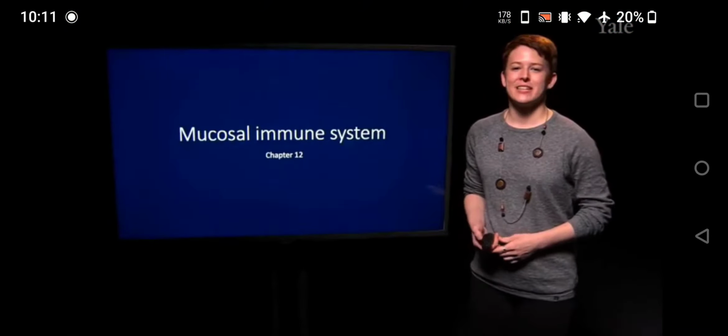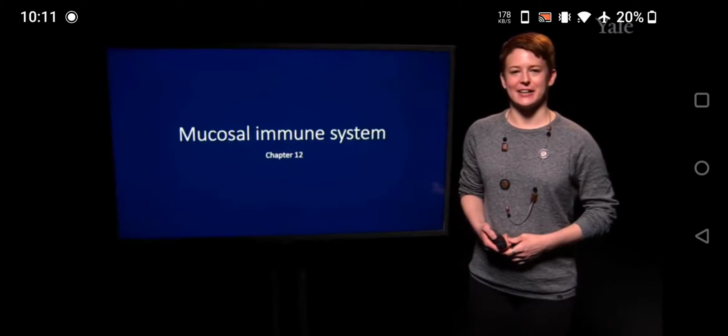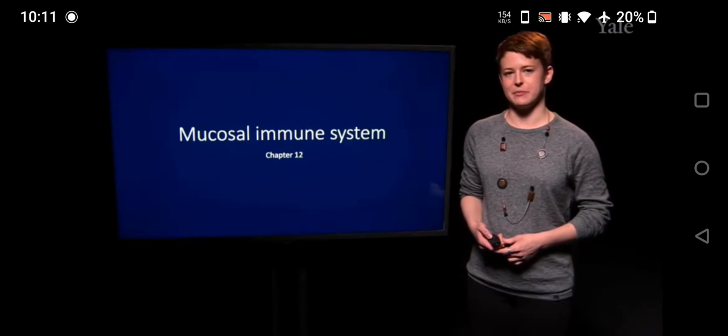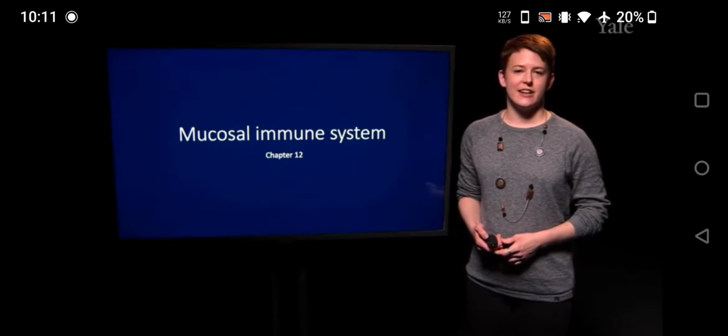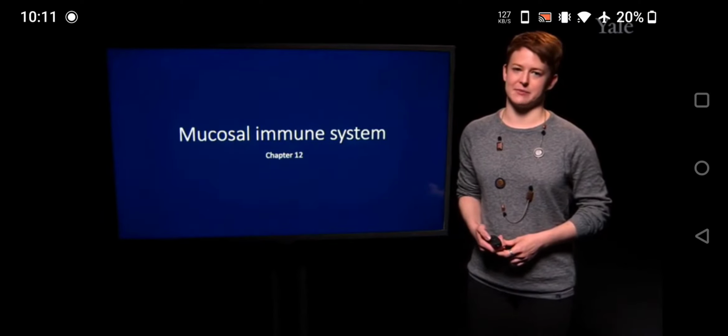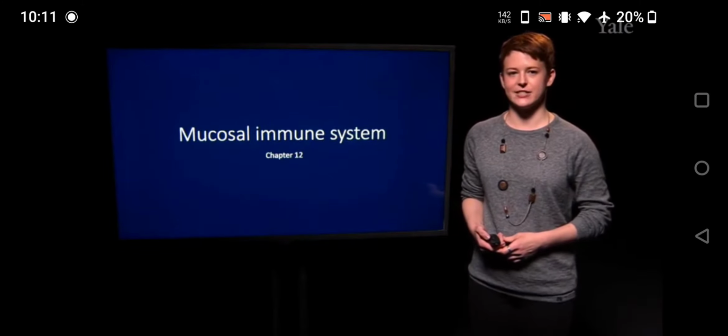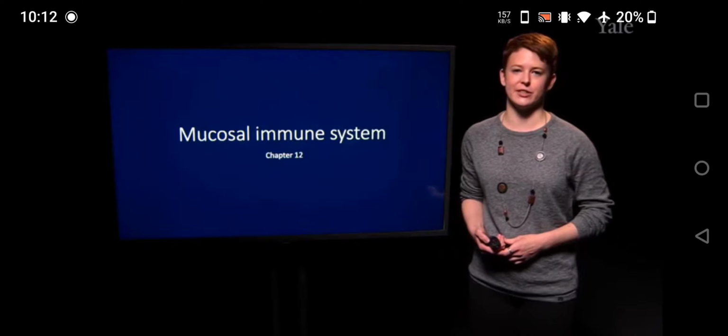Hi everyone, welcome back. Today we're going to be talking about the mucosal immune system, which is in chapter 12 of your book. Throughout this lecture, I'll be using figures from the textbook so you can refer back. The figure number will be in larger text next to the picture so you can look back and find it easily.